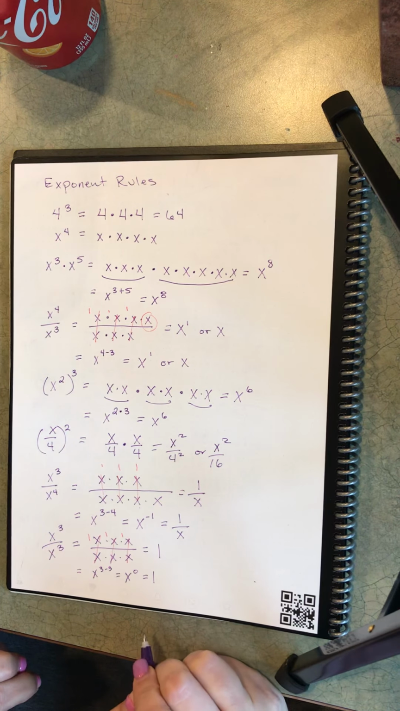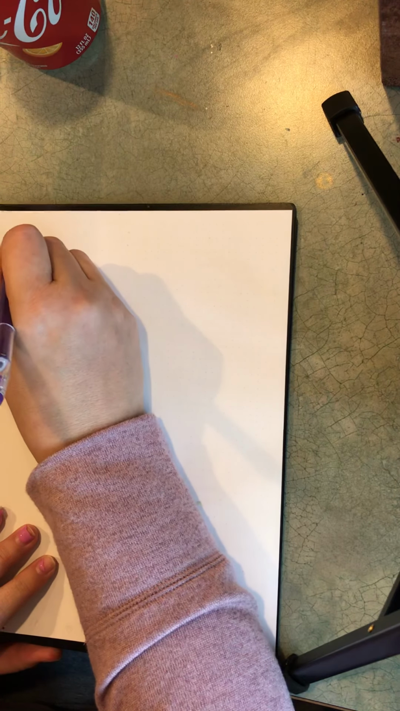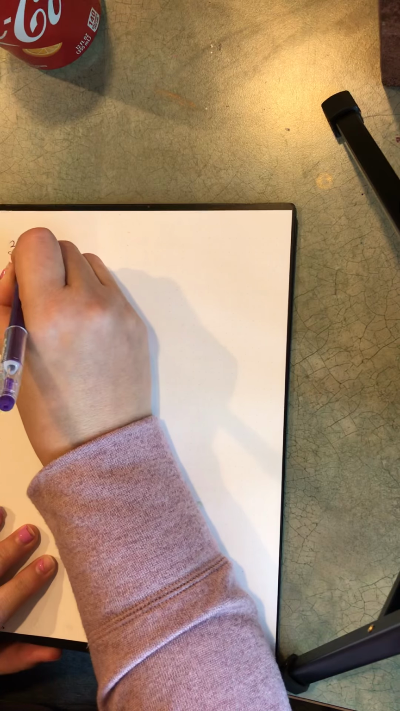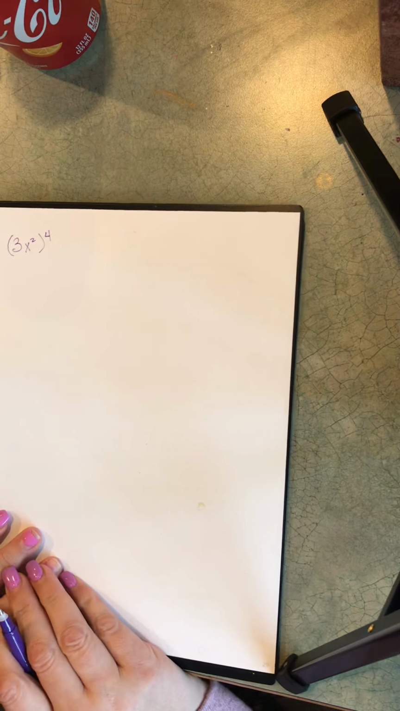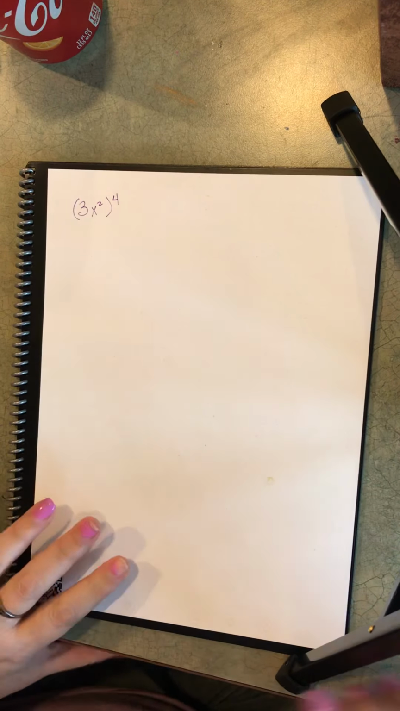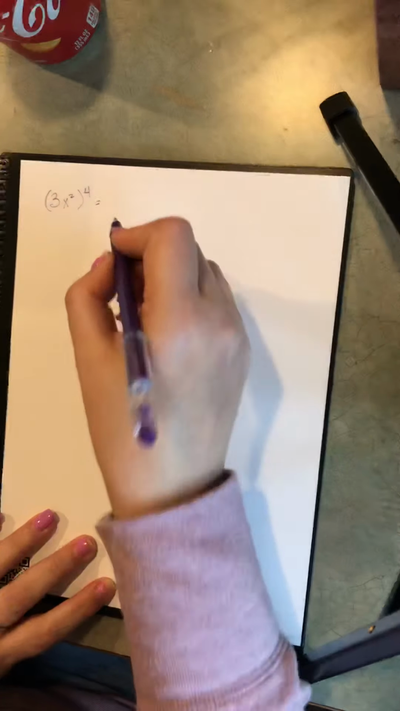Let's see, I'm trying to think, did I skip any rules? Okay, so let's do some practice. Let's say I have 3x squared to the 4th power. Sorry, let me get that in the screen.